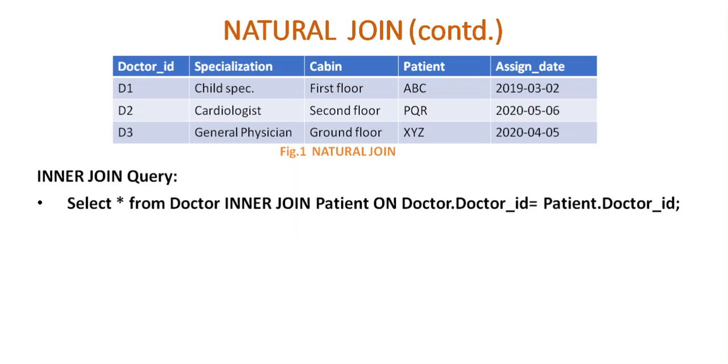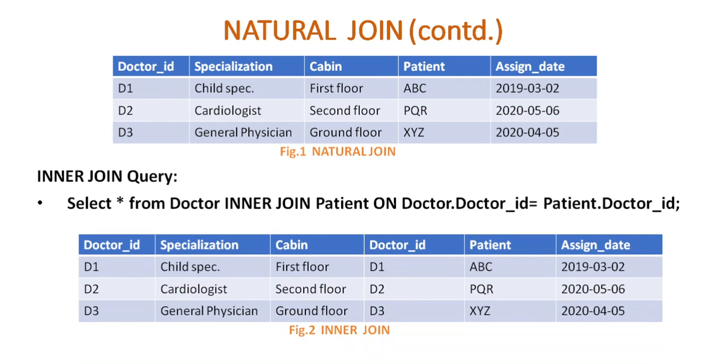So the inner join query will be like this: select star from doctor inner join patient on. Now here, instead of natural join, we are using the inner join keyword. Since it is an inner join, we need to specify an equality condition. So what is the common attribute? The common attribute is doctor ID. So we are comparing these two common attributes: on doctor dot doctor ID equal to patient dot doctor ID. Okay, so it will give you this result.